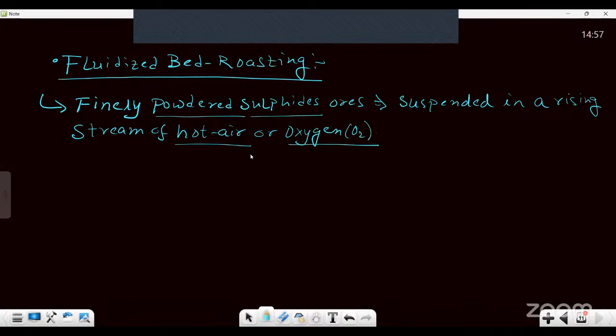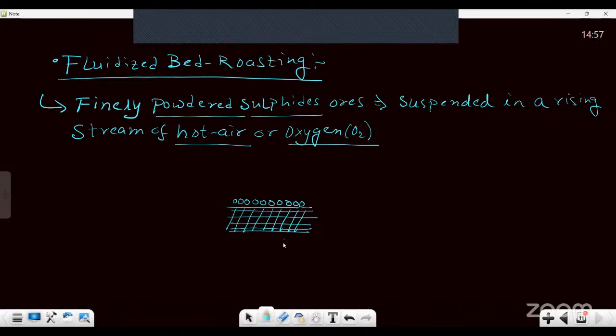Or oxygen. What it means? It means suppose you have a bed like this, and this bed is porous. Porous bed means it has many pores. Okay, like this. Now on the top of this bed, the idea is you have these ores. They are just lying on the top of the bed. Finely ground ores.